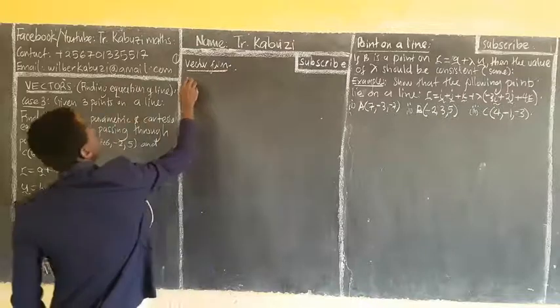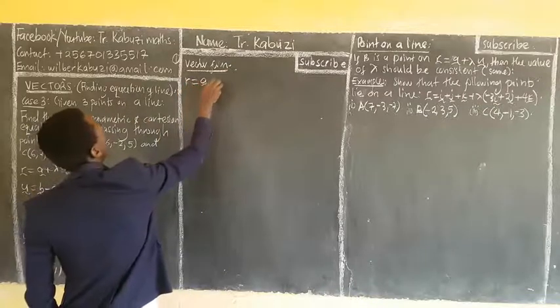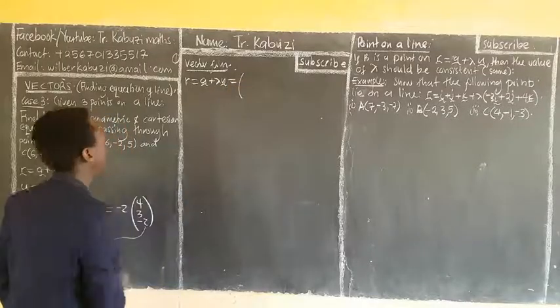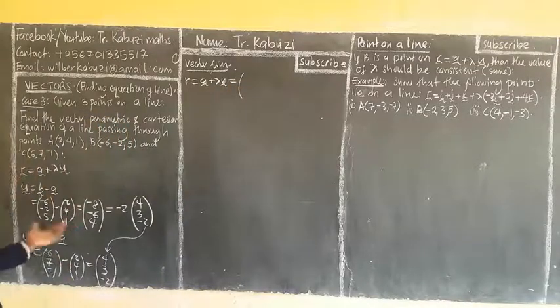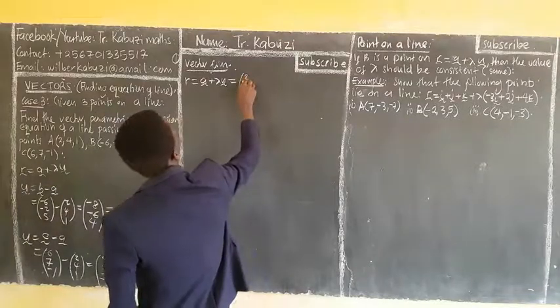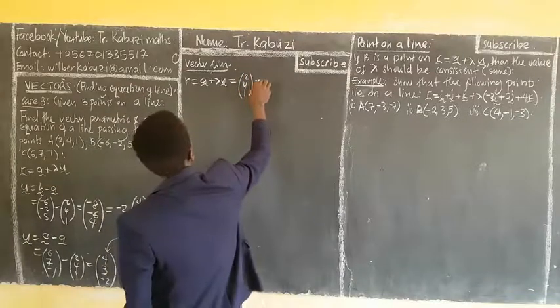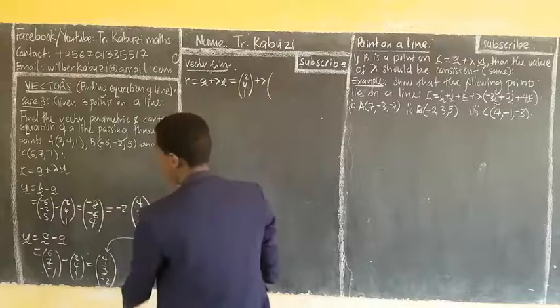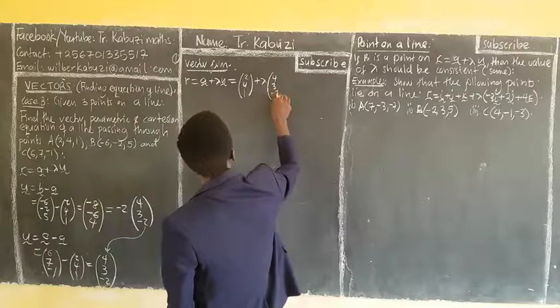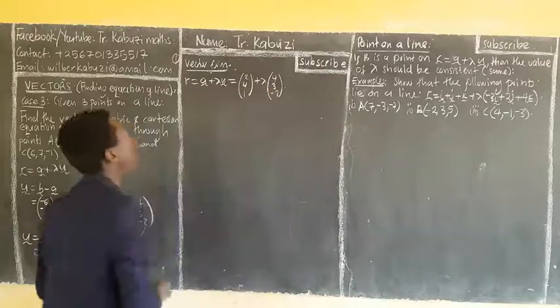Now the vector form. We said our vector form is always A plus lambda u, and my A is any point. Let me take 2, 4, 1, then plus lambda u, which is the parallel vector. So that's my vector form.